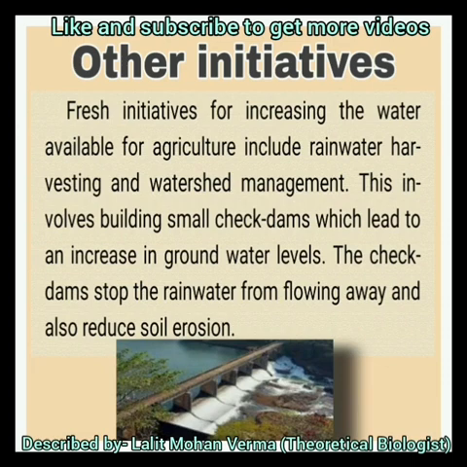Some other initiatives are also taking place. For example, fresh initiatives for increasing the water available for agriculture include rainwater harvesting and watershed management. This involves building small check dams, which lead to an increase in groundwater level. The check dams stop the rainwater from flowing away and also reduce soil erosion.